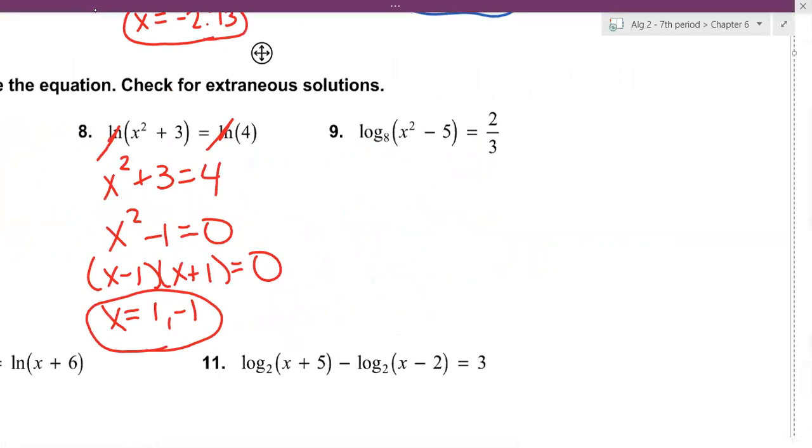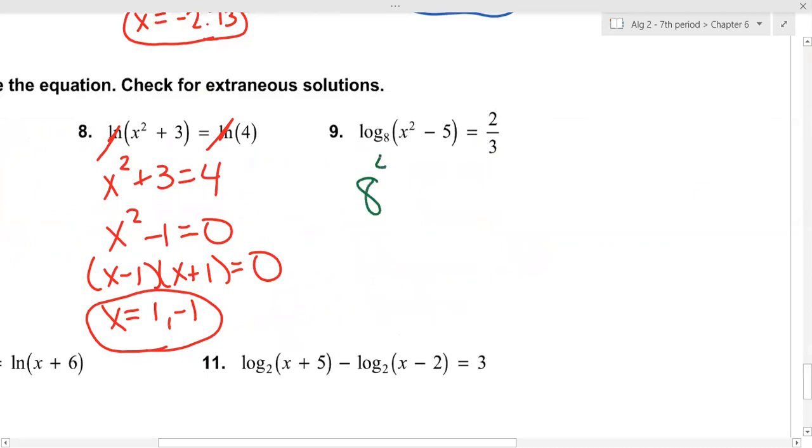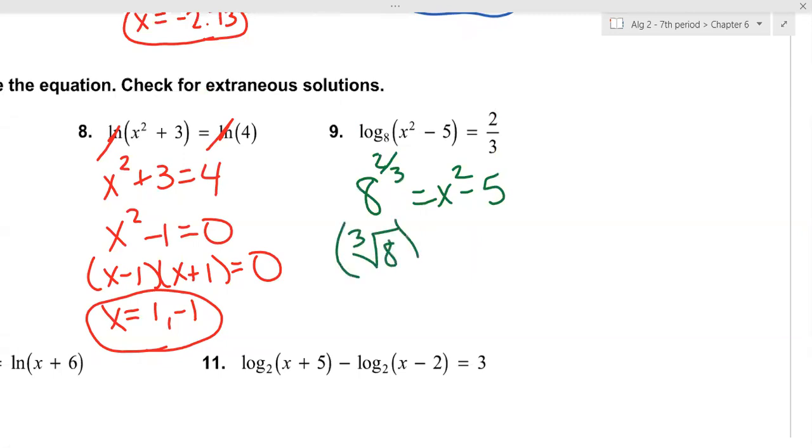Right now, 9 is going to be very similar. You're going to take 8 to the 2/3 equals x squared minus 5. Now, 8 to the 2/3, you should know how to solve, would be the cube root of 8, and you want to square that. Cube root of 8 is 2, 2 squared is 4.